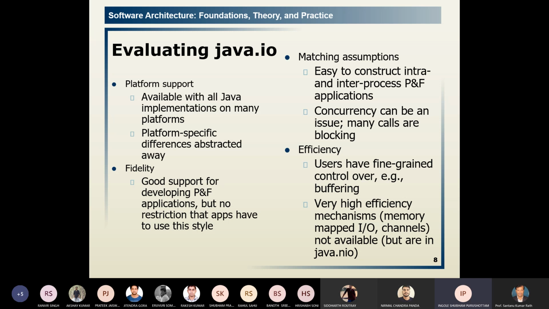And the fourth is efficiency. Users have fine-grained control over buffering. And the next is a very high efficiency mechanism, memory-mapped I/O channels, which are not available in java.io, but are available in java.nio, new input output. So these are the 4 points for java.io.